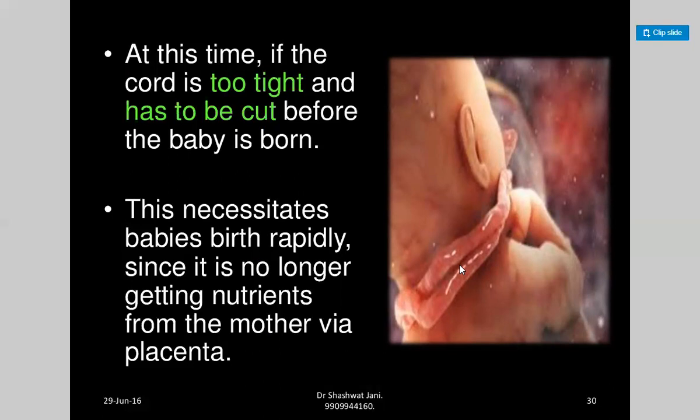But what is important is that you have to take rapid action here, and you have to deliver the baby rapidly. The reason behind it is that once the cord is cut, the fetus is no longer getting the nutrients it requires from the mother via the placenta. So what we have to follow is immediate, rapid birth of the baby.